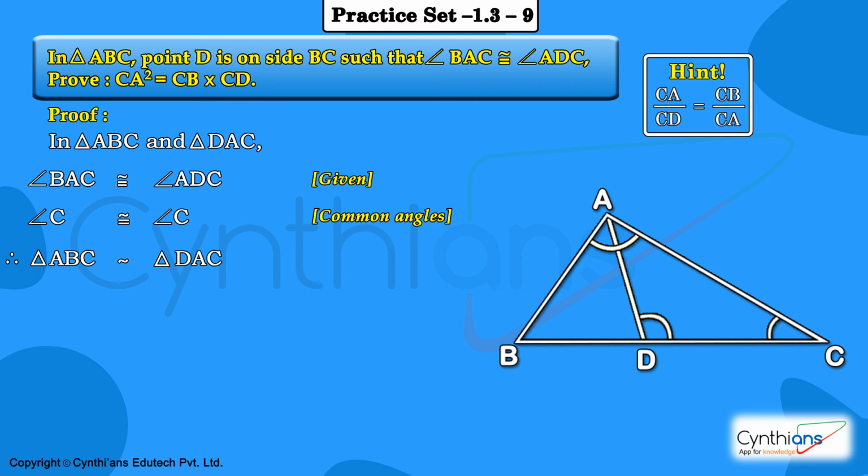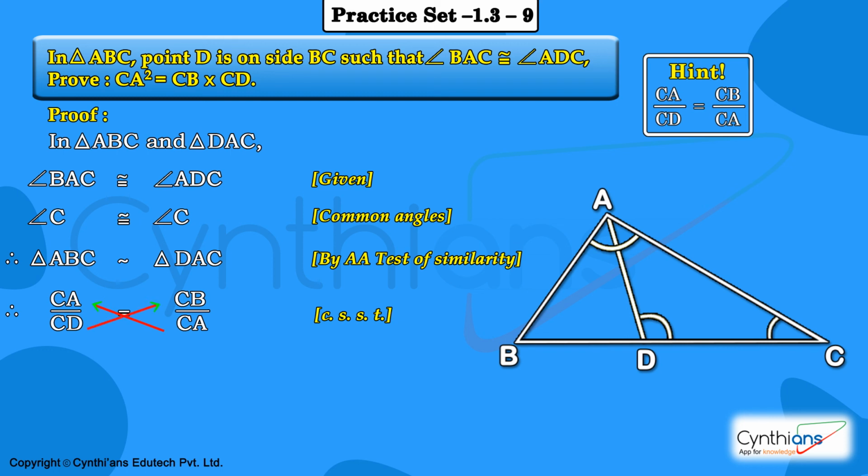And this is similar by a test of similarity. Therefore, let us create the ratio. CA upon CD is equal to CB upon CA. This is corresponding sides of similar triangle.